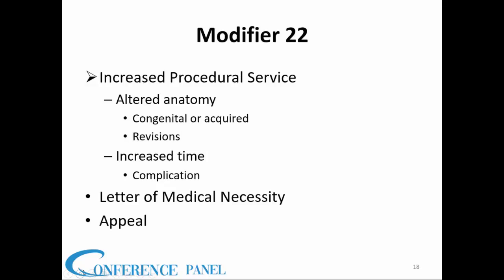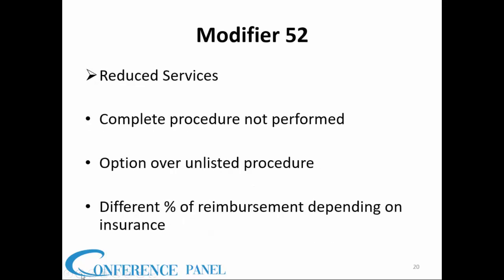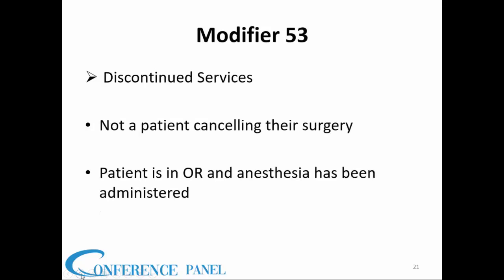The first one is modifier 22. The modifier 22 is increased procedural service. Okay, our next modifier is modifier 51. From a CPT perspective, it should be used anytime you have subsequent or multiple procedures. We try not to use the modifier 52 too much, but when it really pertains to the fact that the whole procedure was not performed, we need to go ahead and use it. Okay, modifier 53. This is discontinued services.